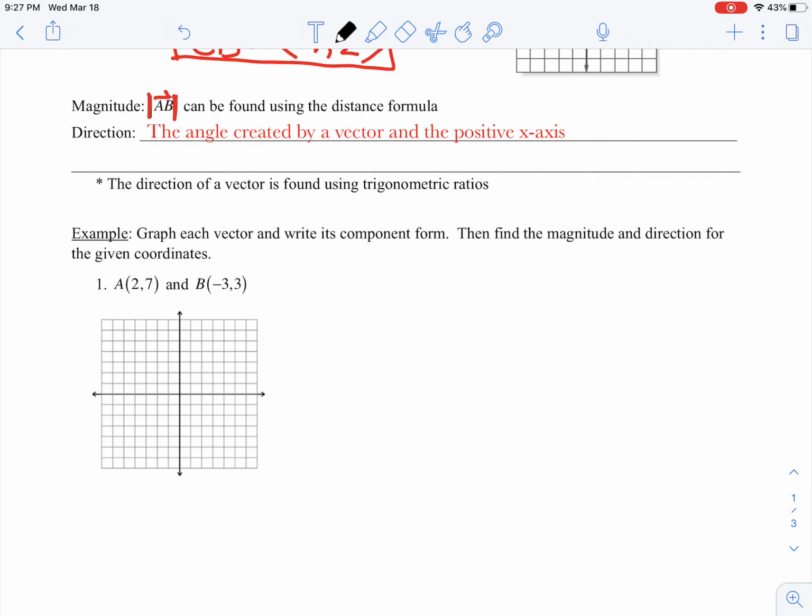So in question number 1, it says, graph the vector, write its component form, find the magnitude and direction. So for question number 1, we're looking at vector AB. Let's start by plotting these original points, A and B. So A is here at 2, 7. B is at -3, +3. When we draw our vector, remember that we're going to put the arrow near our terminal point, which in this case is B. So for the first part of this, we're going to find component form.